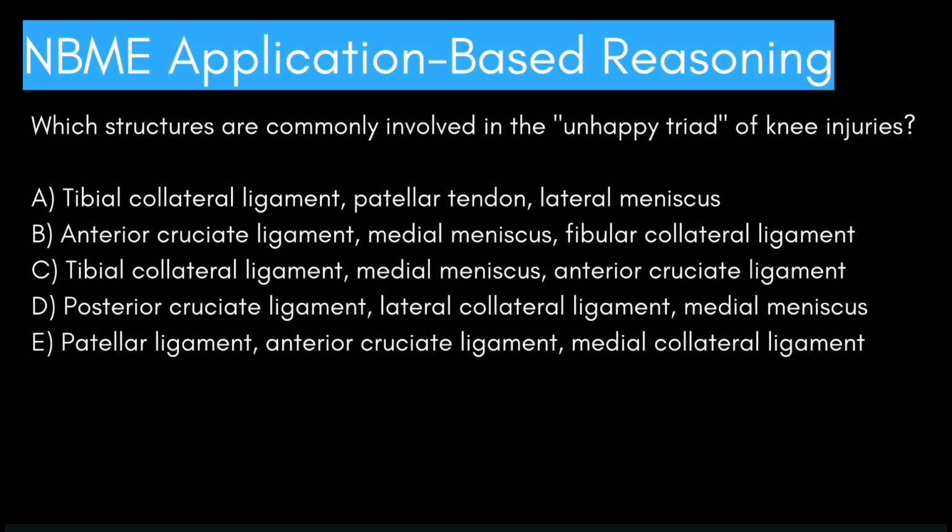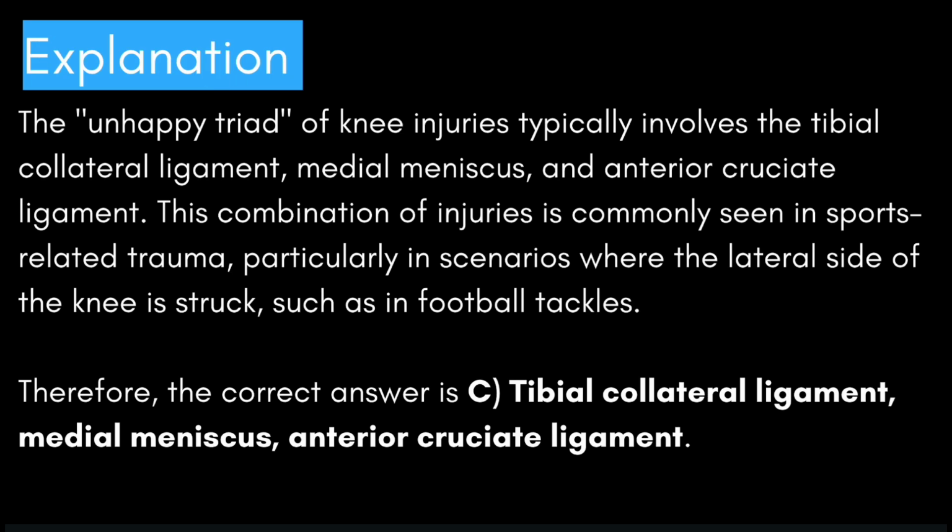All right, I think I gave you guys enough time here. Moving on, if you need more time, please feel free to pause the video. The unhappy triad of knee injuries typically involves the tibial collateral ligament, medial meniscus, and anterior cruciate ligament. This combination of injuries is commonly seen in sports-related trauma, particularly in scenarios where the lateral side of the knee is struck, such as in football tackles. Therefore, the correct answer is C, tibial collateral ligament, medial meniscus, and anterior cruciate ligament.